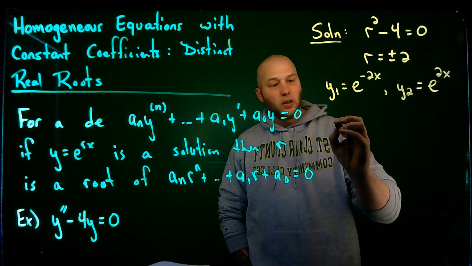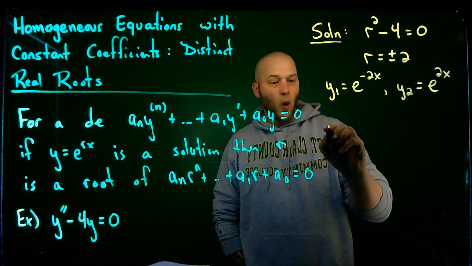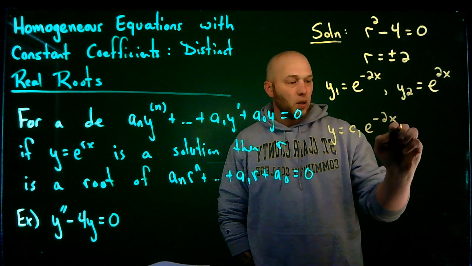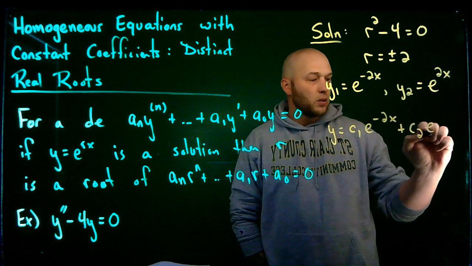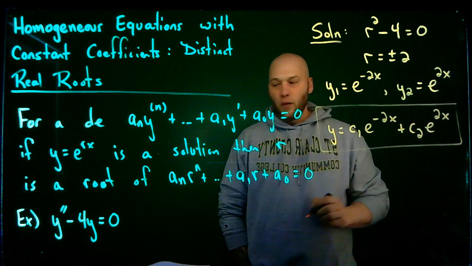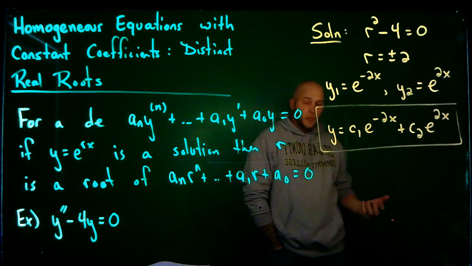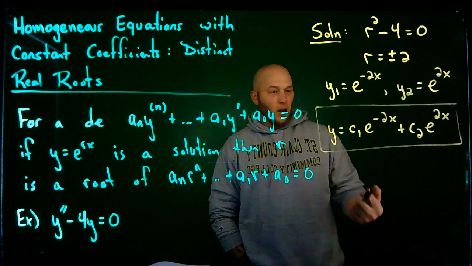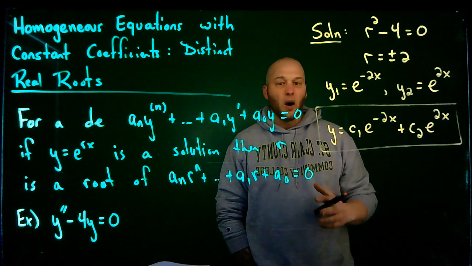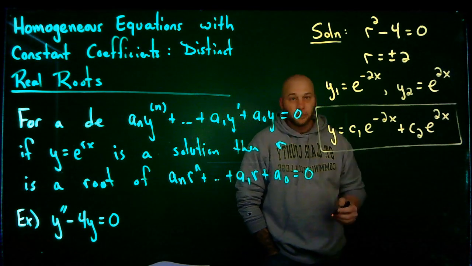solution. Therefore, the general solution to this differential equation would be y is equal to c1 e to the negative 2x plus c2 e to the 2x. So this would be the general solution for that differential equation. Now, if I was to give you an initial value problem, we could solve for the unknown values of c1 and c2, but for now, c1 and c2 are just going to be arbitrary constants. Okay, let's take a look at another example.